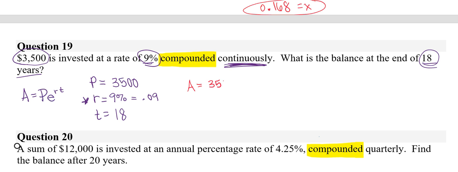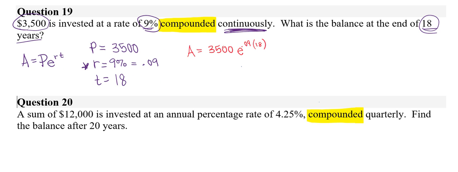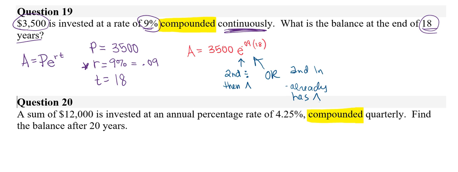All right, let's plug this in. A equals 3,500 e to the 0.09 times 18. Now this e guy, there are two ways of finding it in the calculator. You can either do second, divide, and then do the power key, or you can do second ln and it will already have the power pushed. So that's kind of a little time saver.